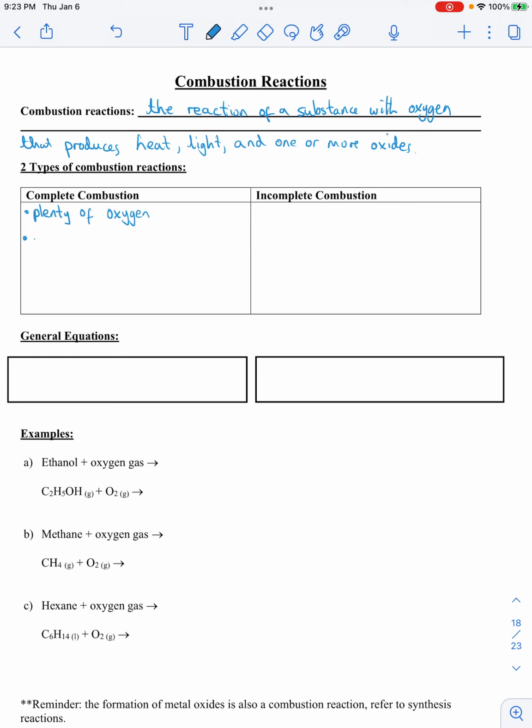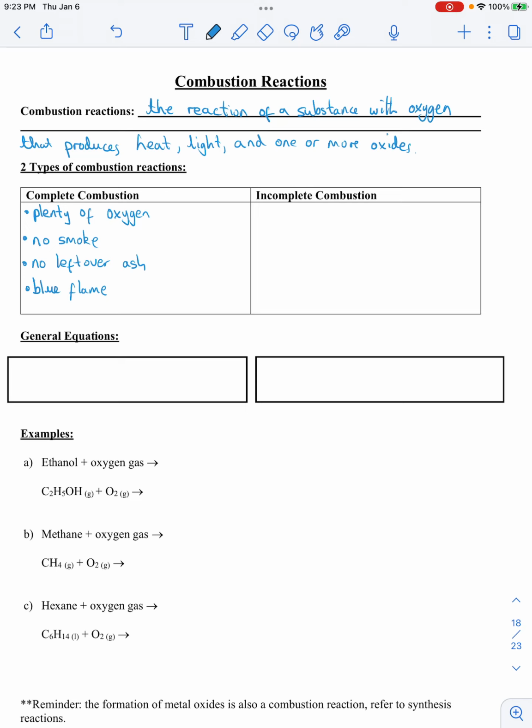So there's no smoke. If you see something burning without smoke, then there's complete combustion. There'll be no ash left over, no leftover ash. And the flame will burn blue. Okay, so this all occurs if there's lots of oxygen available.